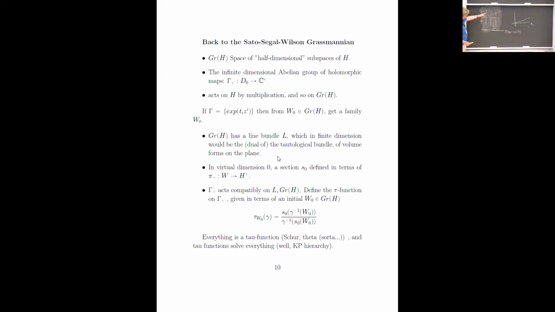So you've got a section over the image of gamma, but gamma is acting not only on the base, but it's also acting on the fibers. So at a point that's in the image of the translation, you can first evaluate the section, that's good. But you can also go from your base point, which is W0, and apply the group action. And then you can compare the two, and that'll be the tau function. So it's a function. And that's what this formula is supposed to say. And then there's this sort of metaphysical statement that everything's a tau function.